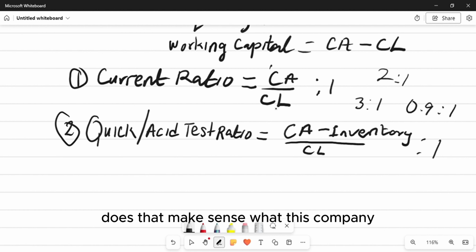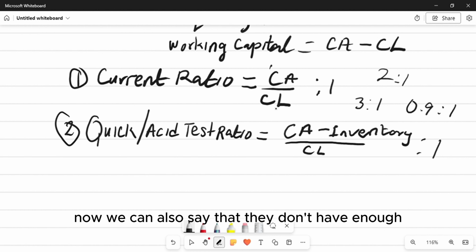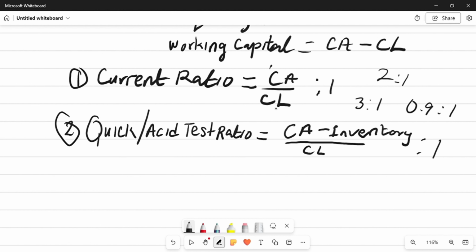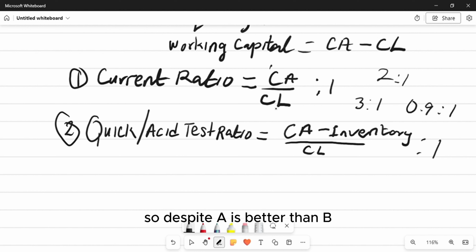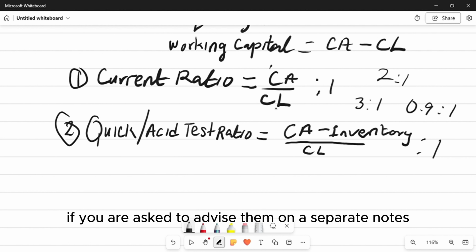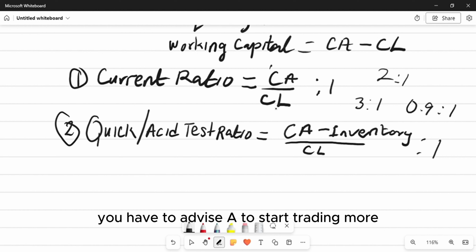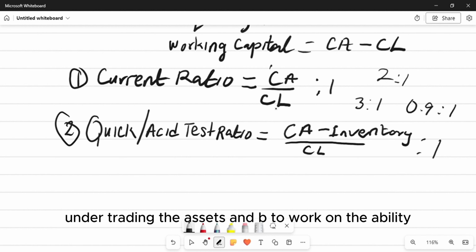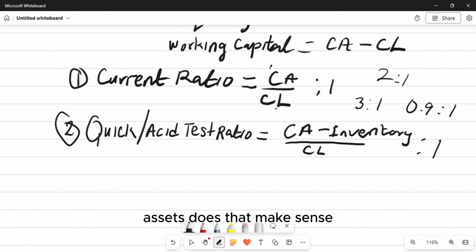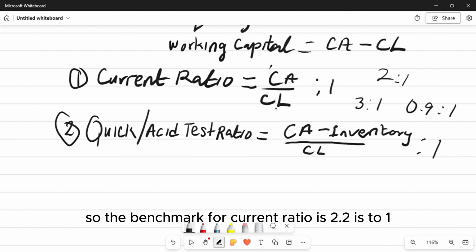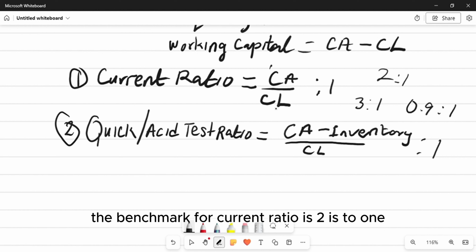Does that make sense? But for company B, we can also say that they don't have enough current assets to pay off their debts, and we can also say that they are over trading. So despite A being better than B, if you're asked to advise them on a separate note, you have to advise A to start trading more because it seems that they are under trading their assets, and B to work on their liquidity because it means that they are over trading their assets. Does that make sense? So the benchmark for current ratio is 2 is to 1.